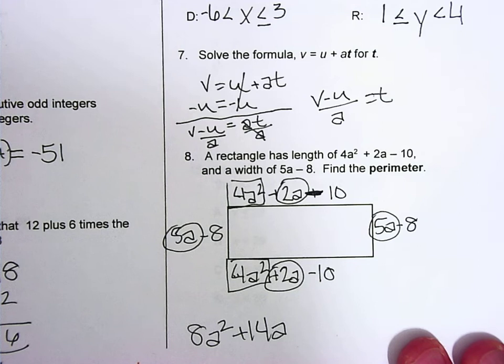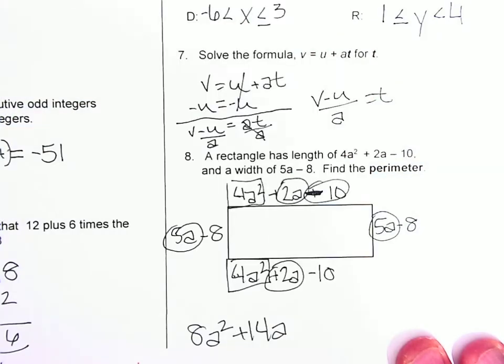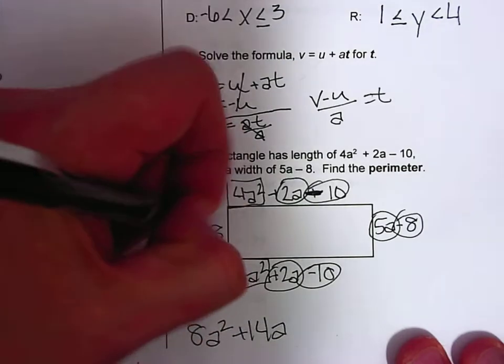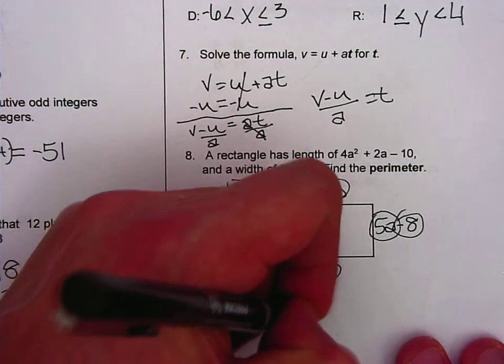Now I have my constants. I have negative 10 on the top, minus 10 more on the bottom is negative 20, minus 8 more is minus 28, minus 8 more is negative 36.